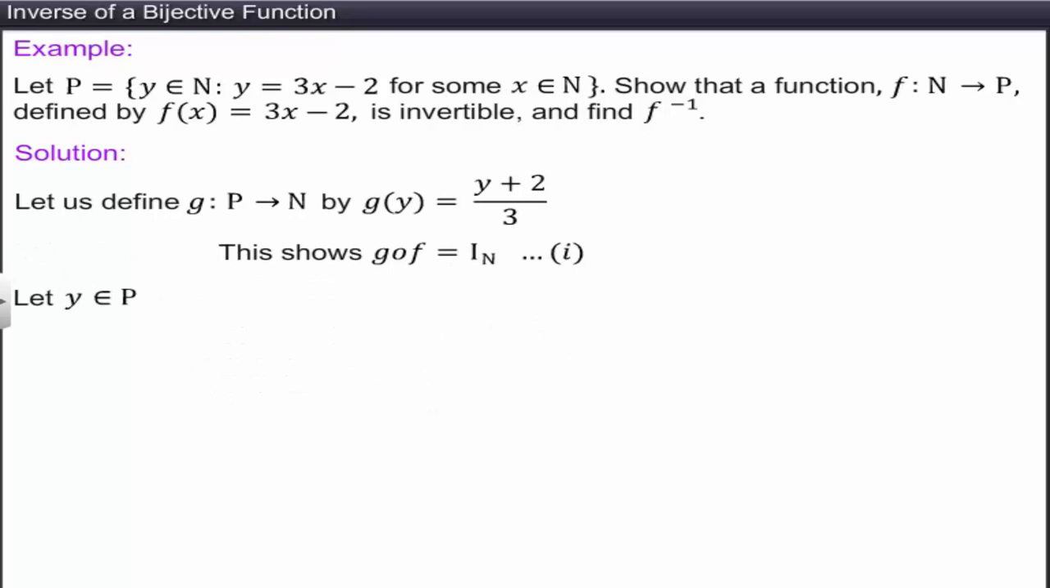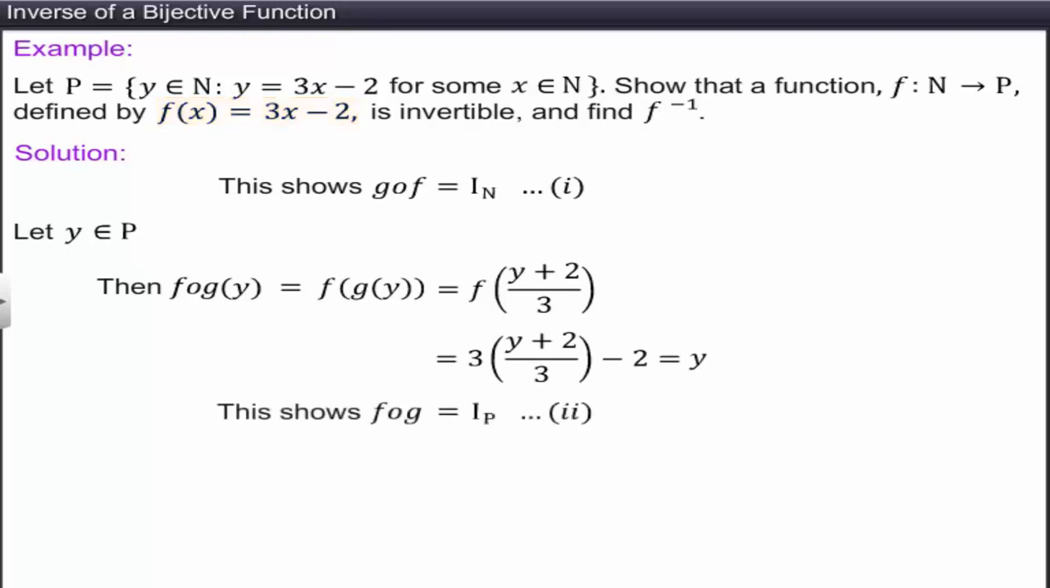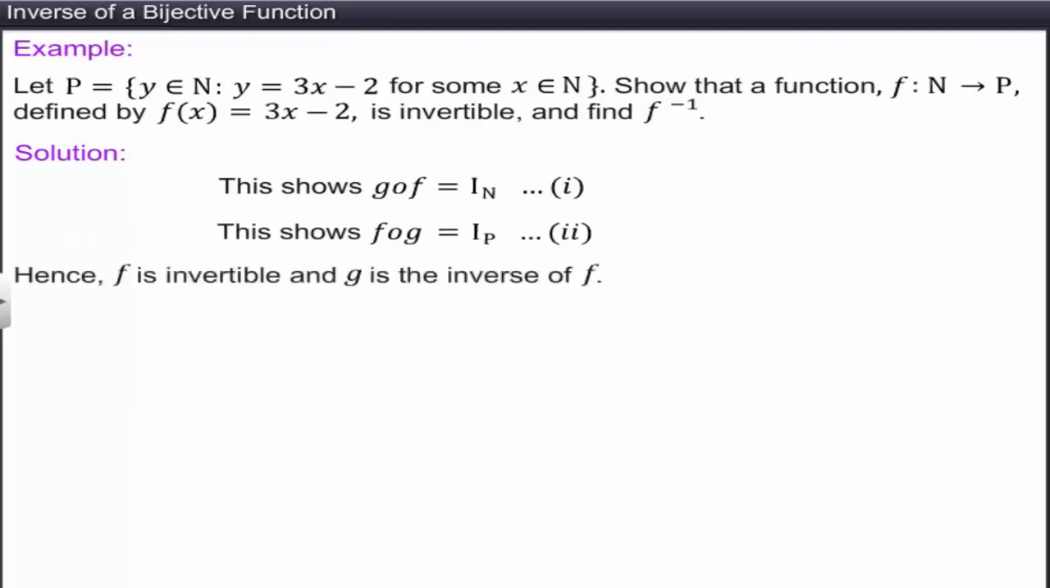Next, let us consider any arbitrary element, y, from set P. Then, f circle g of y is equal to f of g of y, which is further equal to f of y plus 2 whole divided by 3. And by the definition of function f, this is equal to y. This shows f circle g is an identity mapping from P to P. So, from equations 1 and 2, we can say that f is invertible and g is the inverse of f.